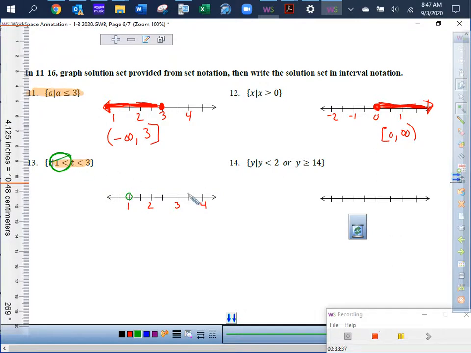And the same thing with the 3. The 3 has an open dot because you're reading this symbol. And this is all the stuff in between it. To read this in English, it says it's all the t's such that t is bigger than 1 and at the same time less than 3.